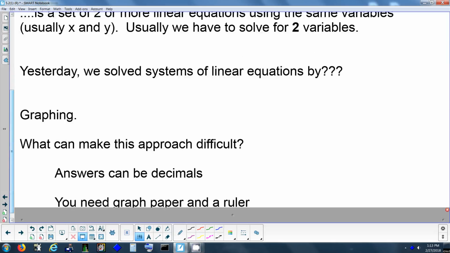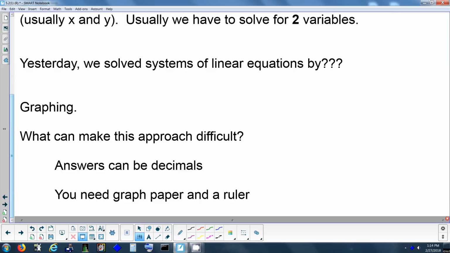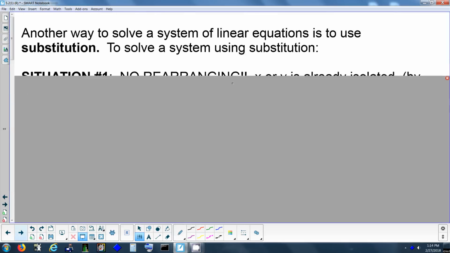Another thing that makes it kind of time consuming, you got to have a ruler. You got to draw things accurately. You need graph paper. A lot of things you need make graphing time consuming. So we're going to look at an approach today where it doesn't matter if your answers are decimals. Decimals, not decimals, you can use a calculator. It's not any more or less difficult. Graphing is very difficult if it's decimals. So we'll kind of get away from graphing.